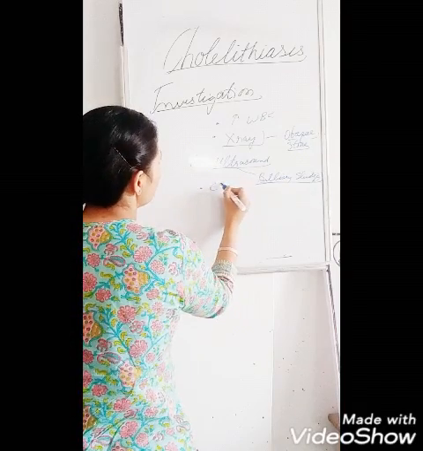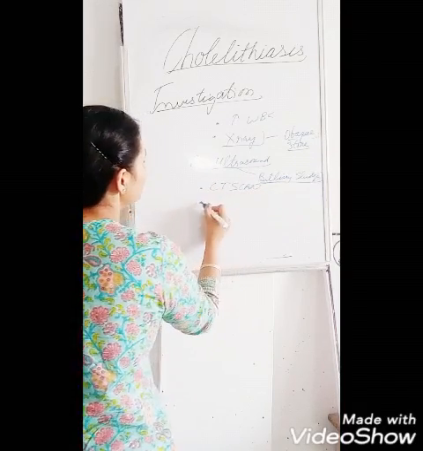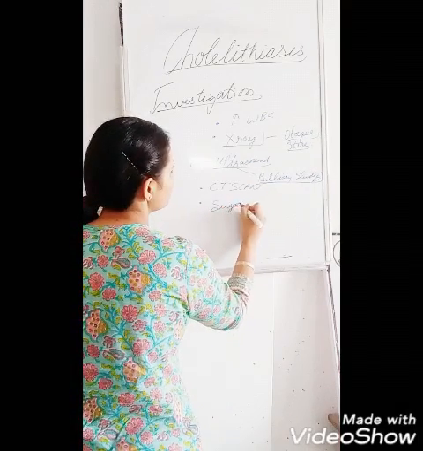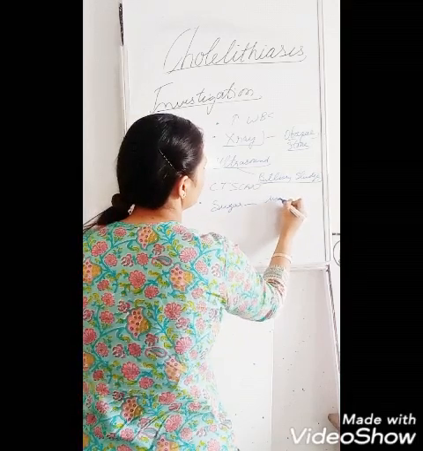Besides this, CT scan. Then blood sugar and urine sugar is also done. So sugar levels are checked, both of urine and blood.